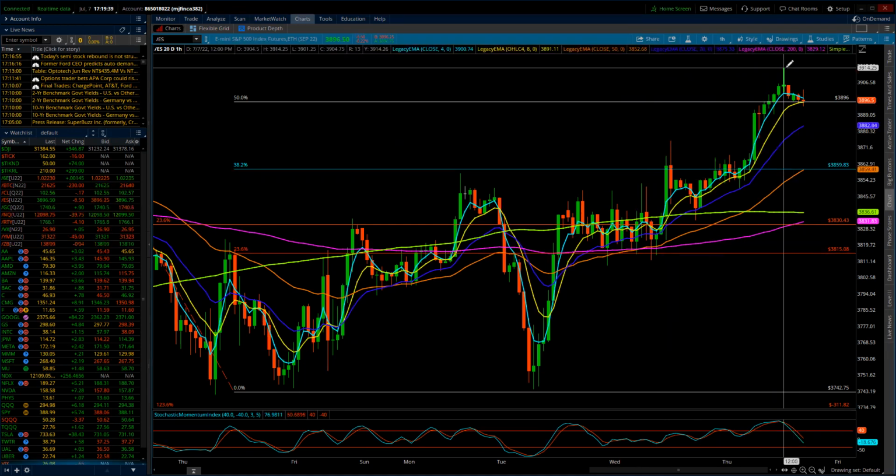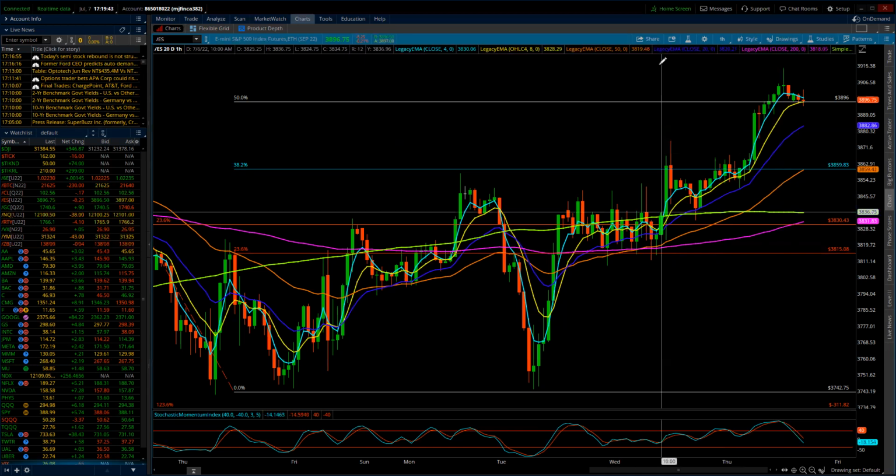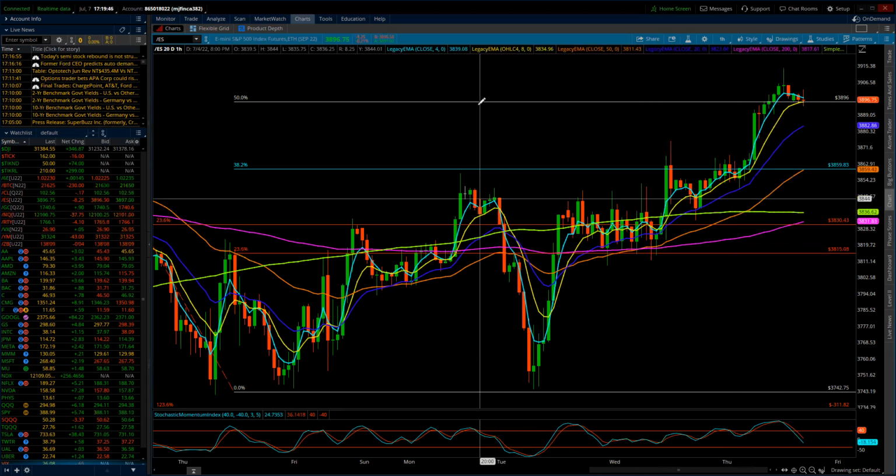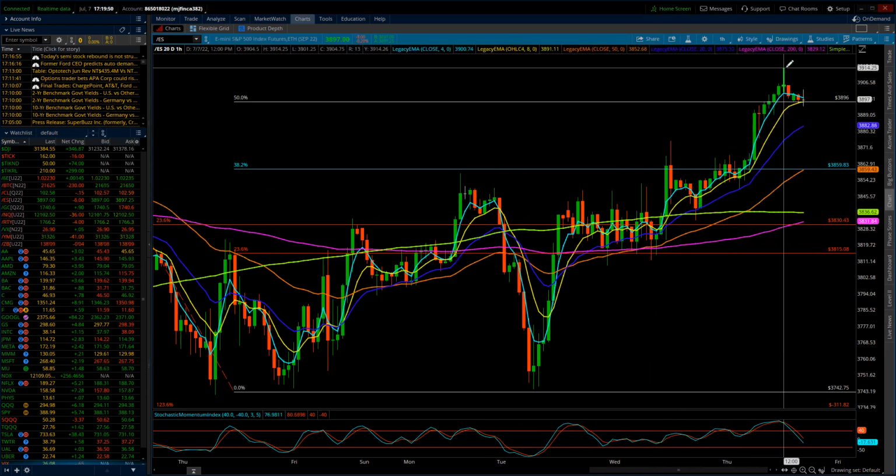That's where the C wave did not take out the high at 39.50. So the high of wave A was not exceeded by wave C. That's a failure, and it's usually going to be driven by something that shocks the market. So I'm going to leave it right there.